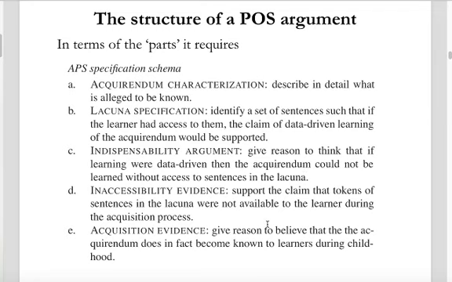Then you have to show that tokens of the sentences in the lacuna were in fact not available to the learner during the acquisition process. And finally, you have to show that nonetheless, even though they didn't have access to these crucial sentences in the lacuna, they did still in fact get the acquirendum. Right? So these are all the pieces that you need to have a valid argument from the poverty of the stimulus, according to Pullum and Scholz.